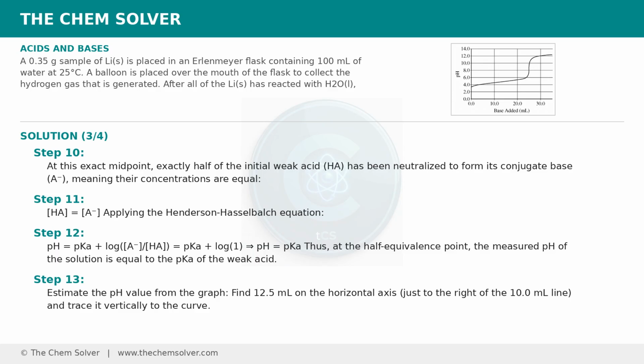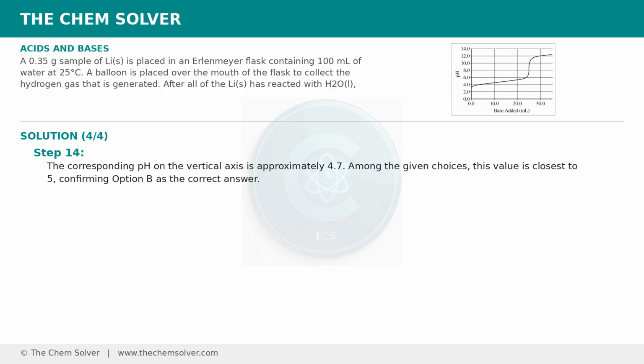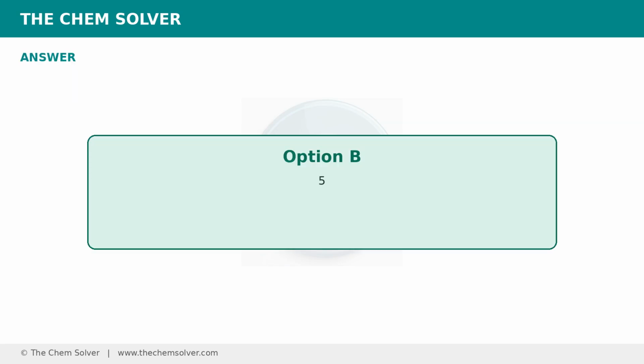Estimate the pH value from the graph. Find 12.5 milliliters on the horizontal axis, just to the right of the 10.0 milliliters line, and trace it vertically to the curve. The corresponding pH on the vertical axis is approximately 4.7. Among the given choices, this value is closest to 5, confirming option B as the correct answer. The correct answer is option B, 5.